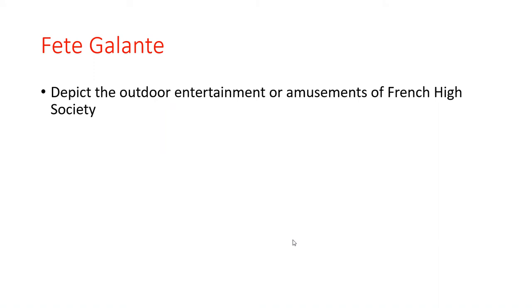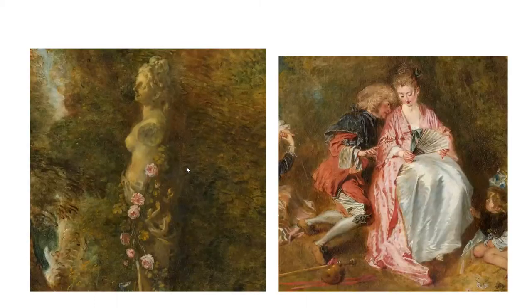Watteau himself called this type of painting a fête galante. A fête is a party in French, and gallant is an outing. So this would be the outdoor entertainment or amusements of the French high society. So the inheritors of Louis XIV in the Baroque transferred into this fête galante Rococo painting.